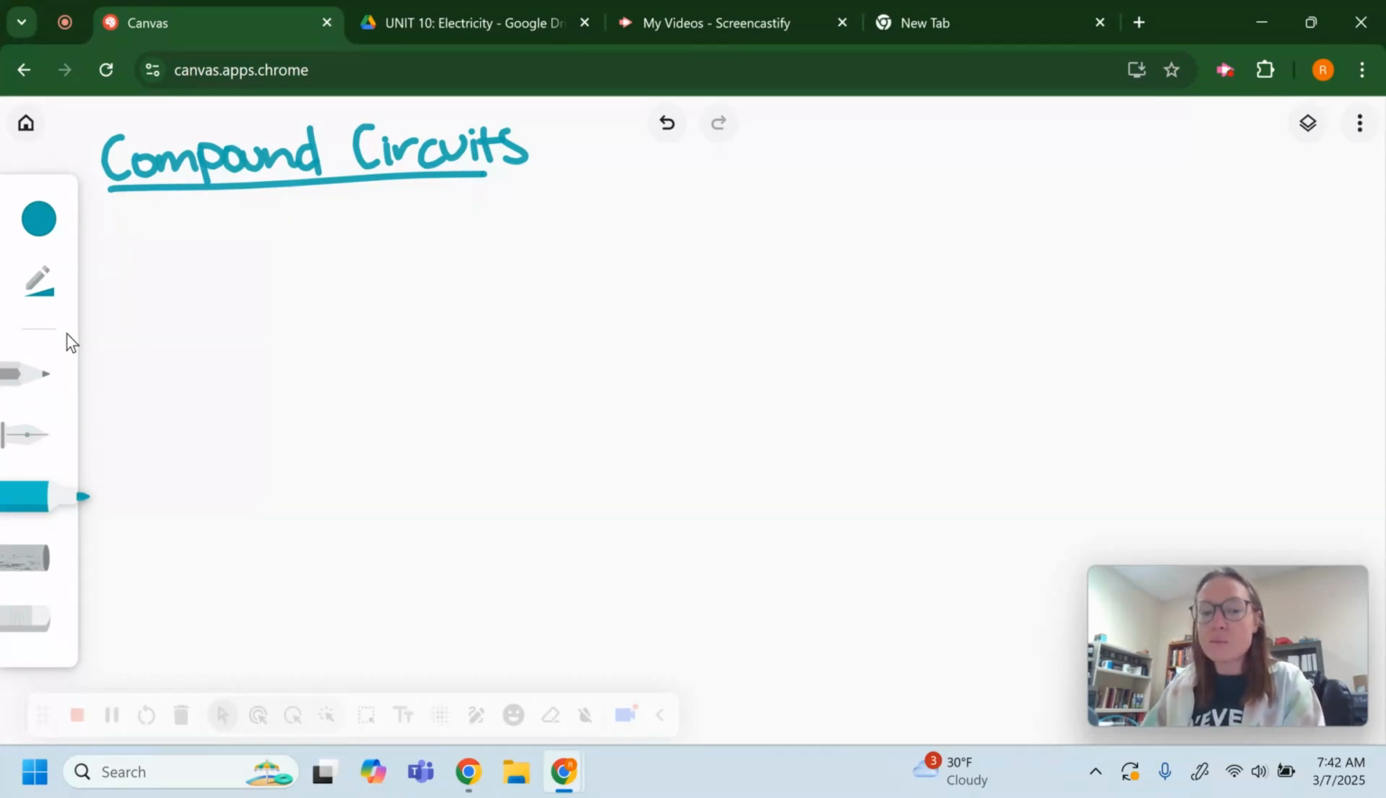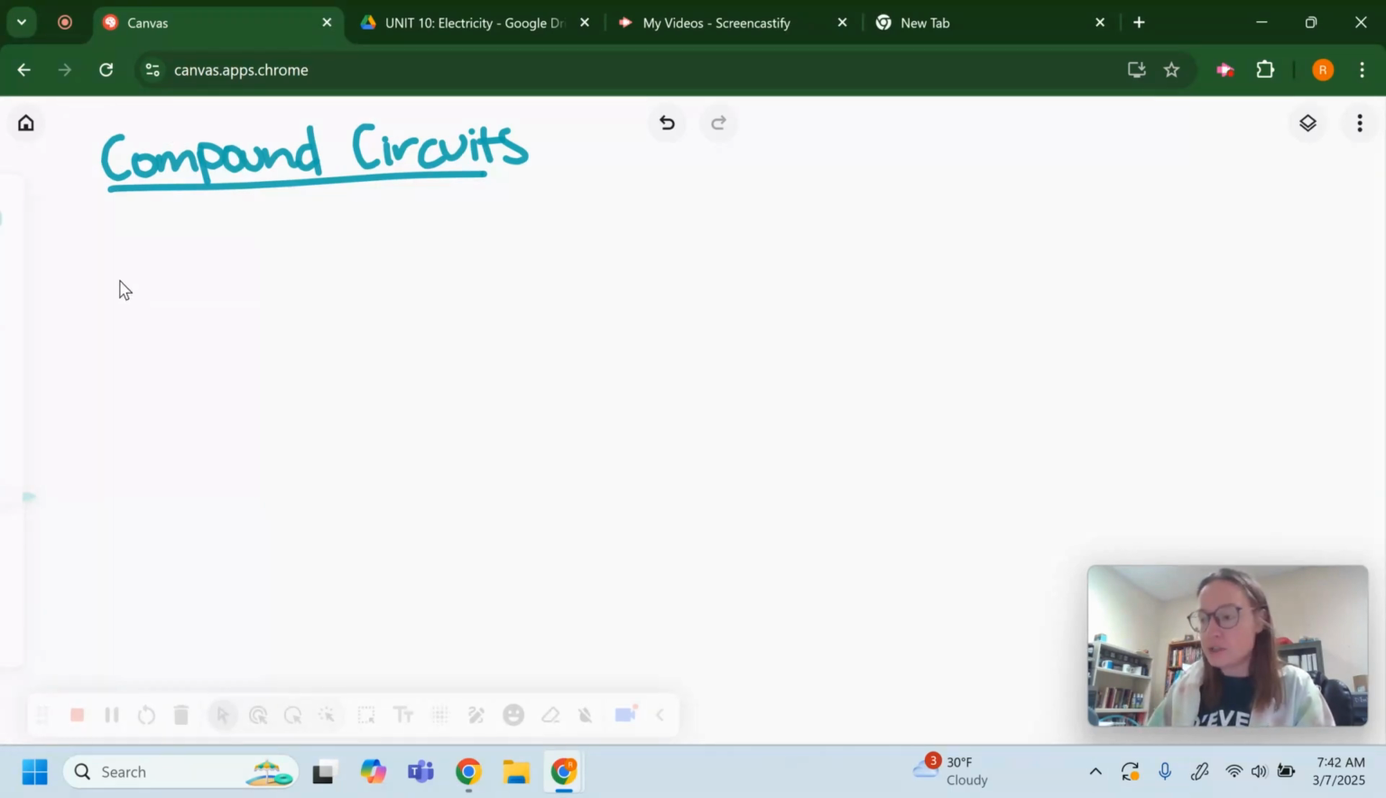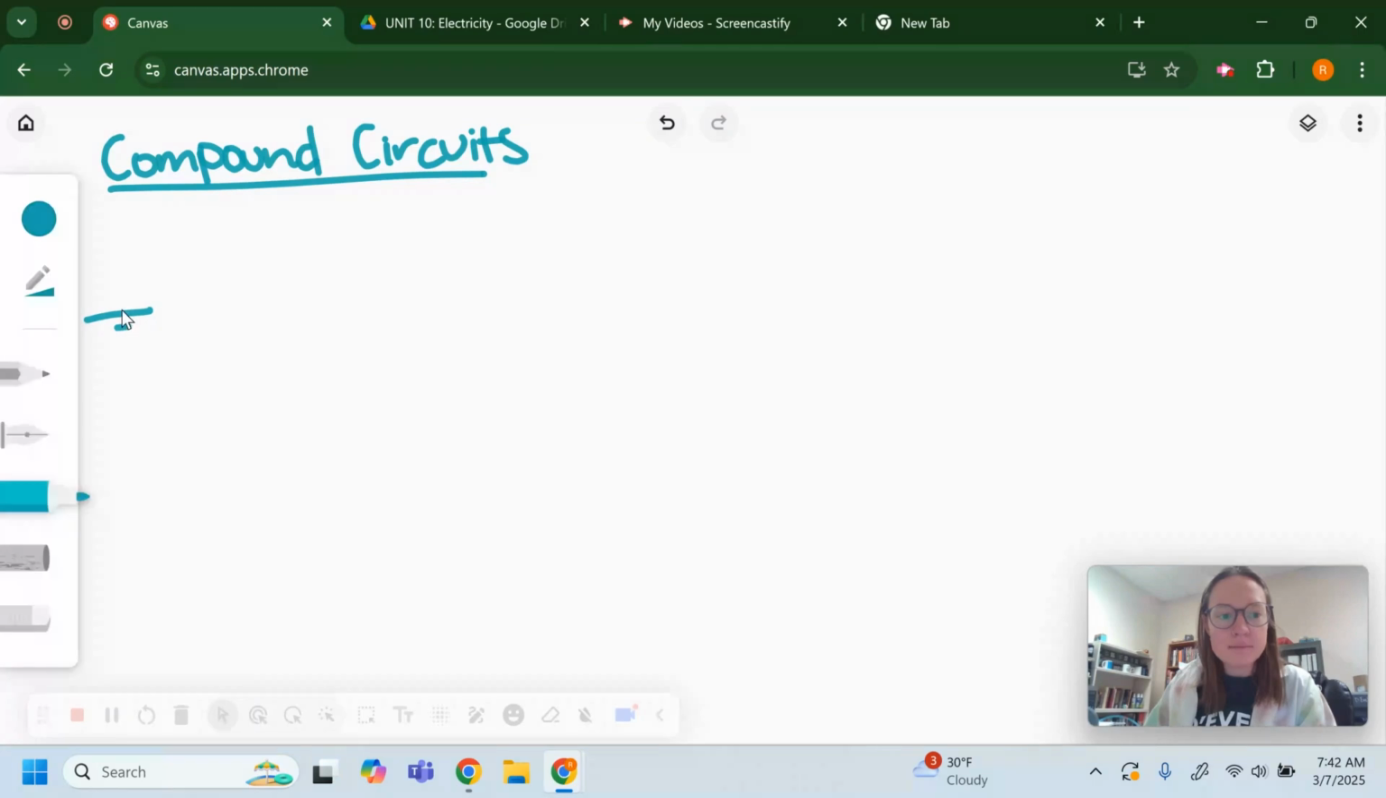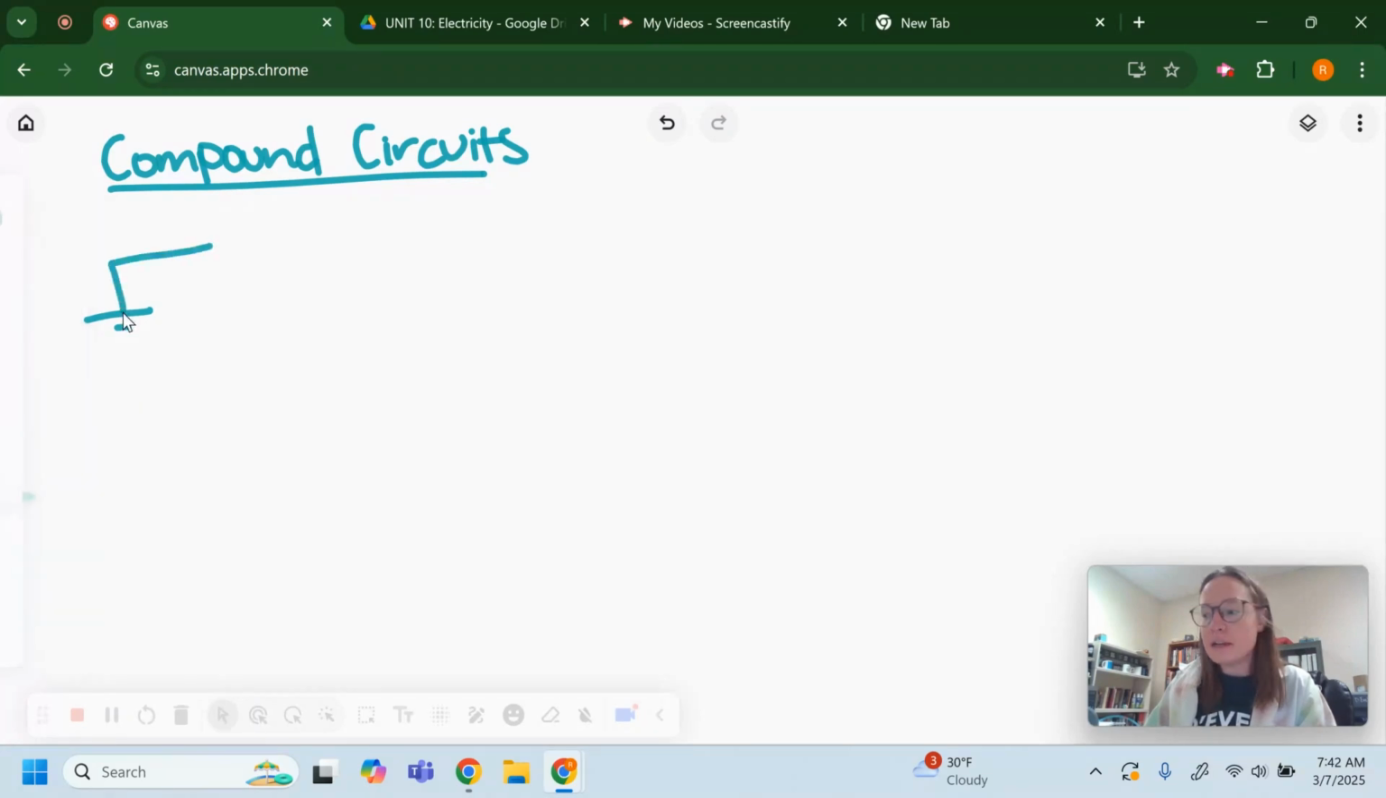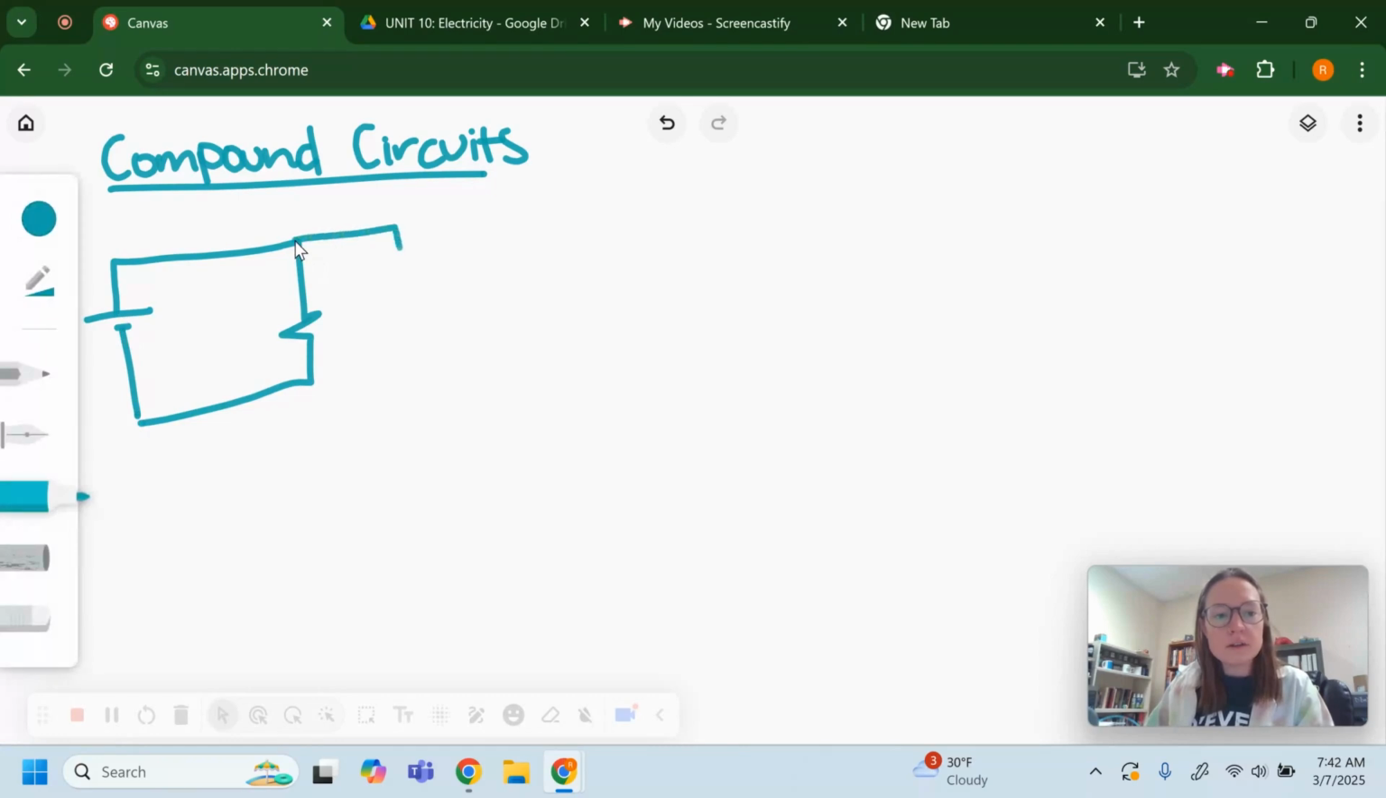We're going to start with one of the compound circuits that you just saw, and I'm going to draw it right here. We had a battery. This battery was connected to a little resistor here, little light bulb situation, like this. And then it was also connected to another resistor here and another resistor here, like this.